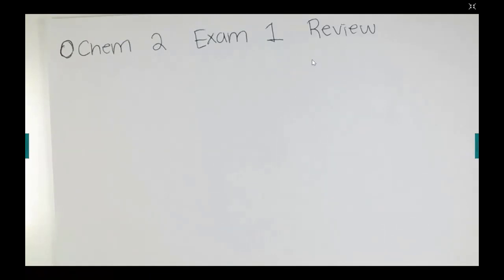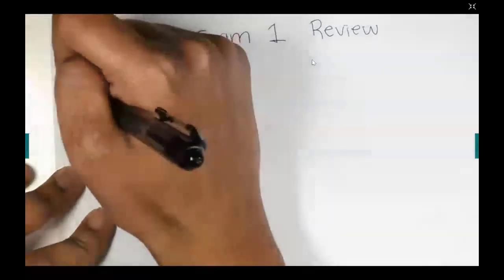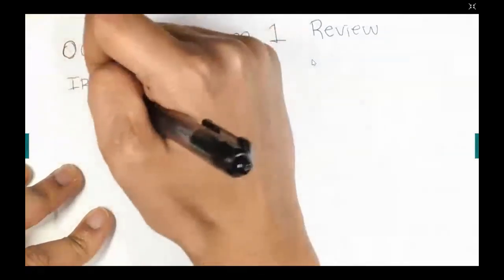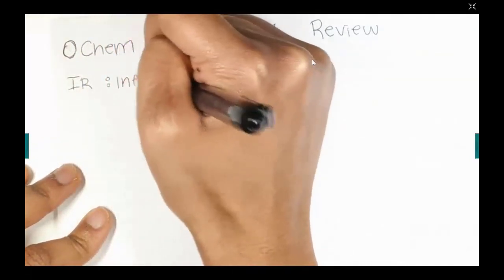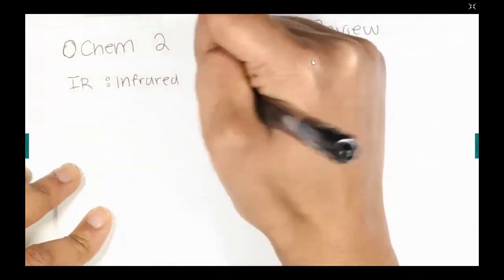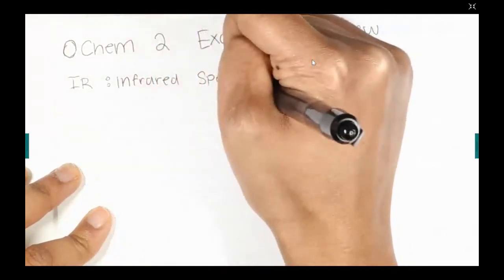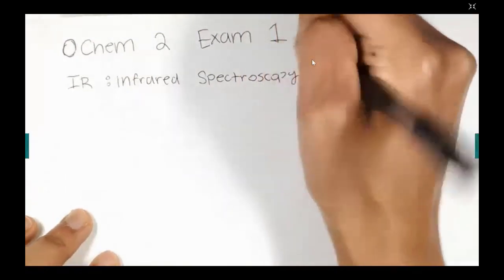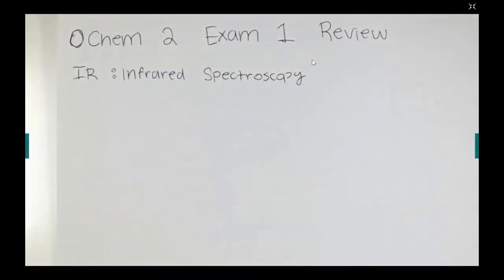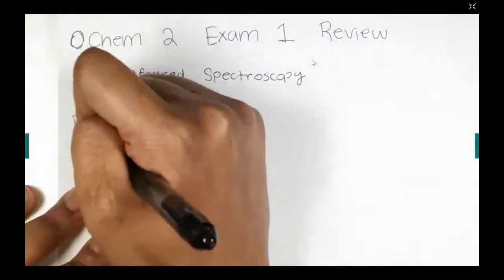So one of the first ones that you might have learned is IR. That stands for infrared spectroscopy, right? And infrared spectroscopy is used to look at the bond vibrations of different bond stretches, right? So you're going to be looking at whether something is vibrating at a high frequency or a low frequency.